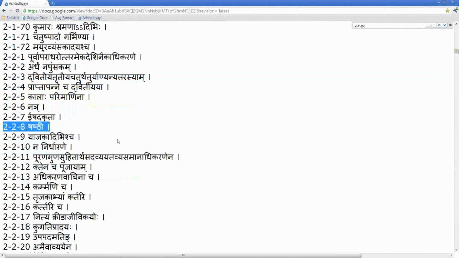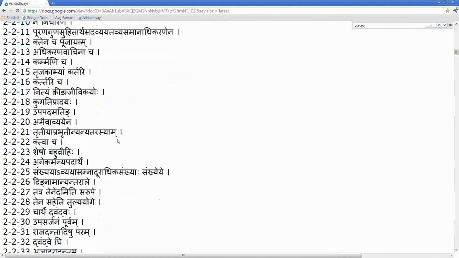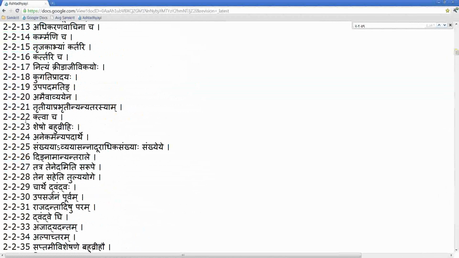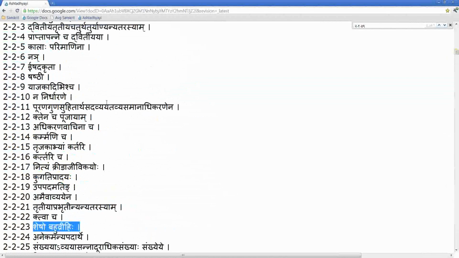From 2.2.8, Panini starts Shashthi. And then, of course, by the time here, Shesho Bahuvrihi comes, from 2.2.8 to 2.2.22, Shashthi will take that. So that is basic. So let's go to the book now and see what all he has mentioned. We'll only look at the points in rough detail, not in full detail today, because we're going to be looking at those in more detail.